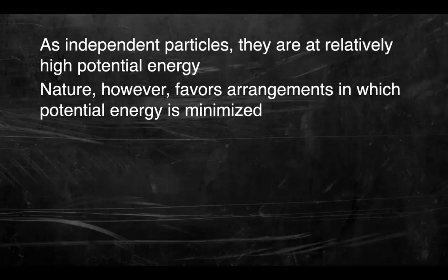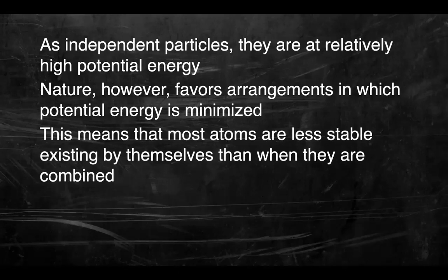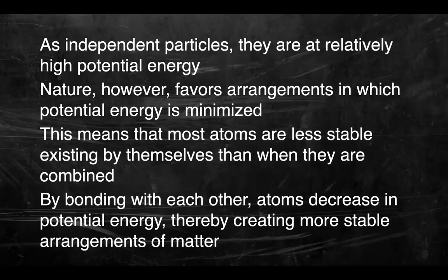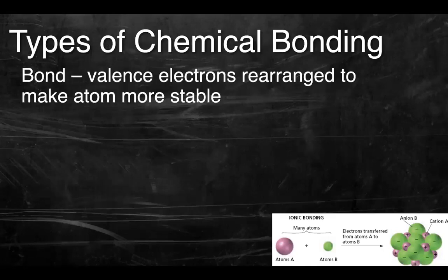But to understand why atoms bond, we look at potential energy of individual atoms. So most atoms are less stable by themselves than they are when they are combined with another atom. So by binding with each other, atoms decrease in potential energy, thereby creating a more stable arrangement. And that's the bottom line, that a lower energy is more stable.